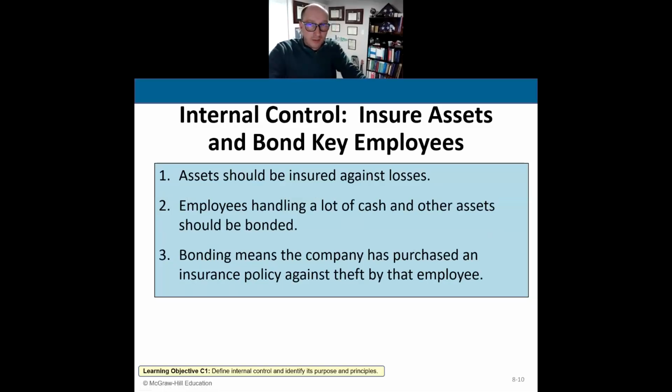Ensuring assets and bond key employees. Making sure we have enough insurance to cover any type of loss that may happen. Making sure that everyone with a key is bonded, insured against any theft from that employee.